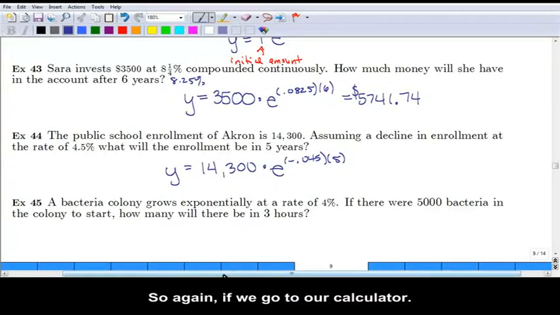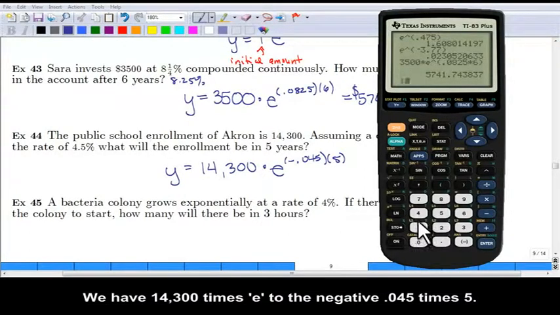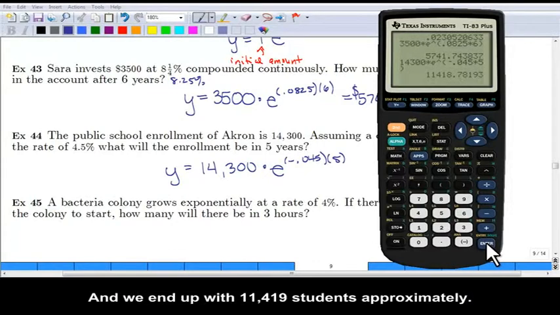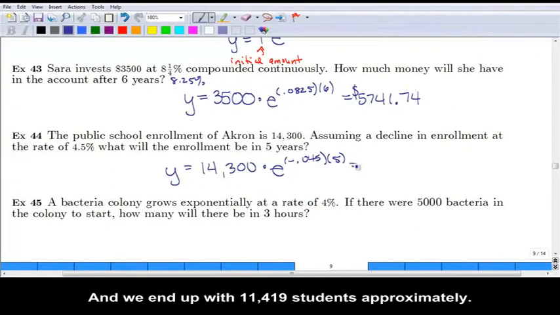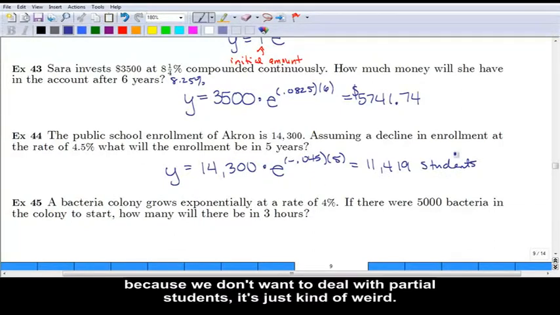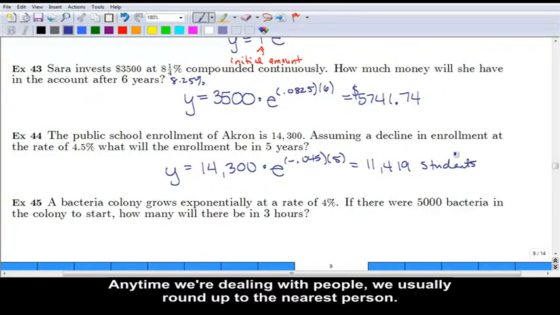So if we go to our calculator, we have 14,300 times e to the negative 0.045 times 5. And this is all in parentheses, so this is all our exponent. And we end up with 11,419 students approximately. In this case, we rounded up to 419 students because we don't want to deal with partial students. Anytime we're dealing with people, we usually round up to the nearest person.